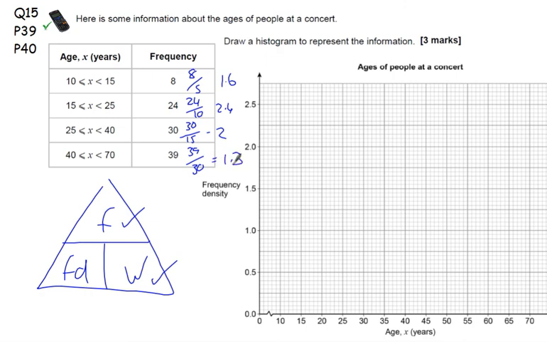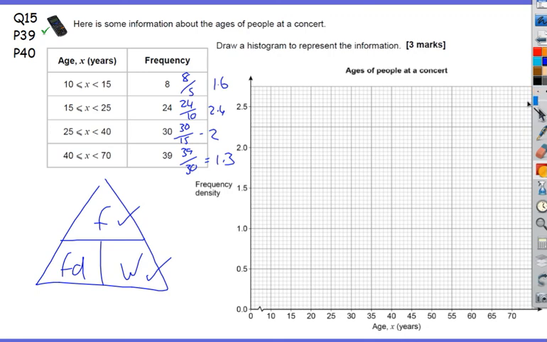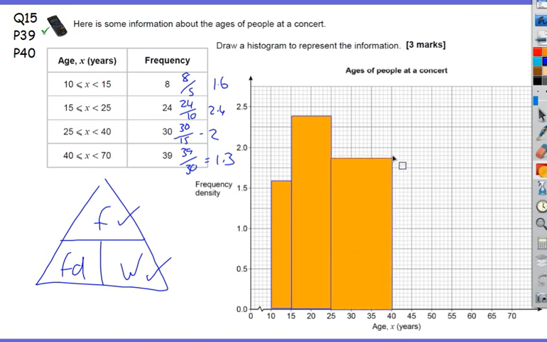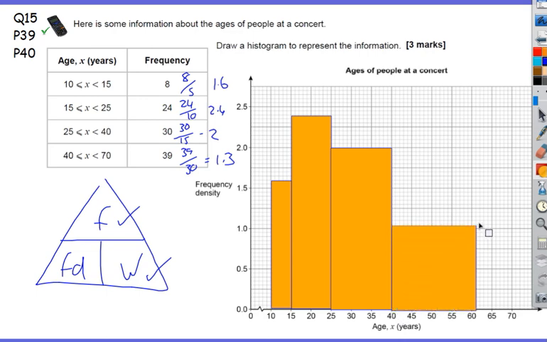Draw a graph. So from 10 to 15 is 1.6. Be careful here, these go up in twos. 1.5, 1.6. 15 to 25 goes up to 2.4: 1, 2, 3, and 4. 25 to 40 goes up to 2. And 40 to 70 goes up to 1.3. So 1.1, 1.2, and 1.3.